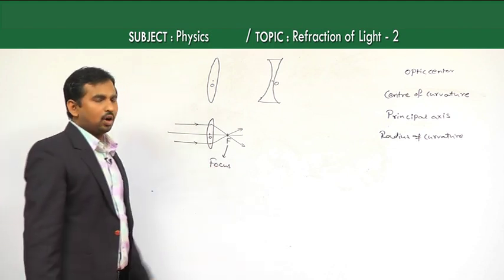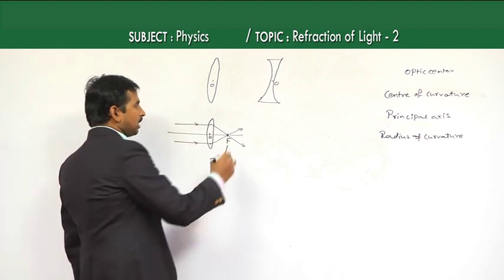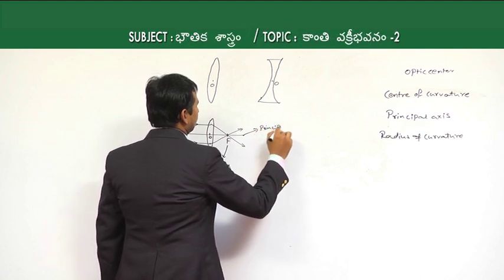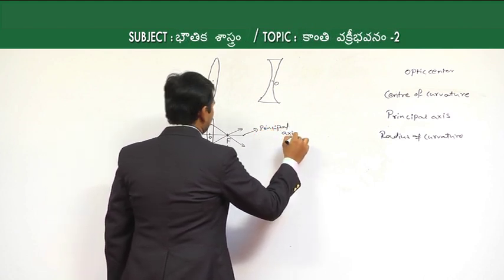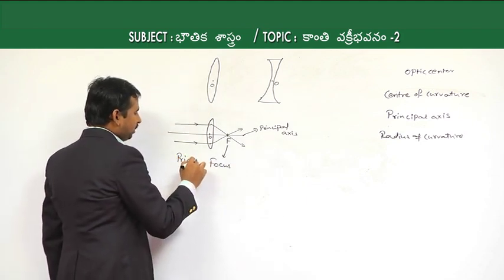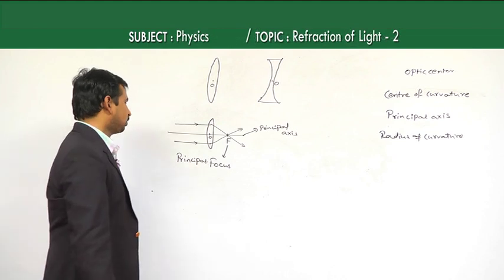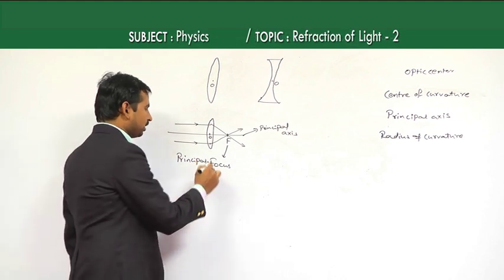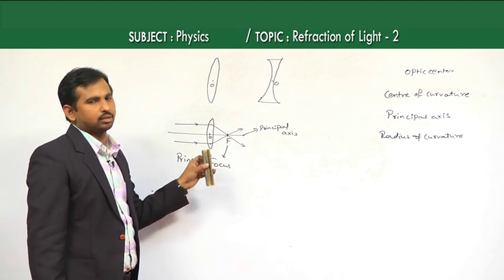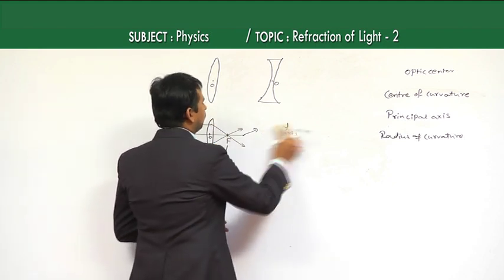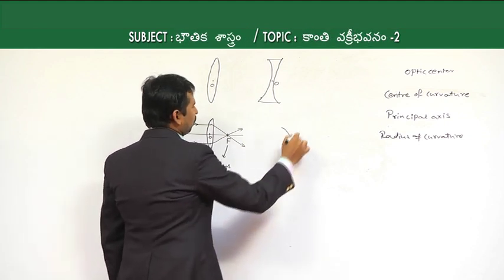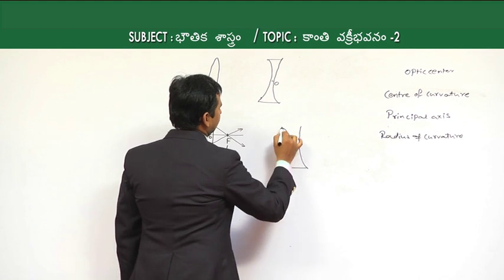As it is forming on the principal axis, as this is our principal axis, this we call the principal focus. That is called the principal focus, because this focus is forming on the principal axis. And the same way if you are taking the case of a concave lens, a double concave lens like this.